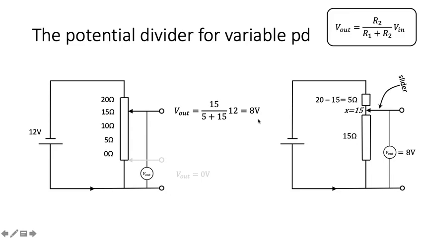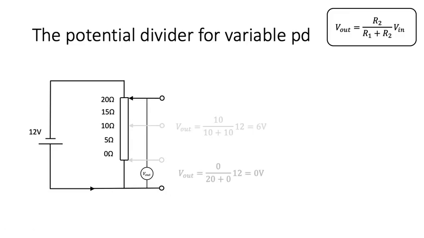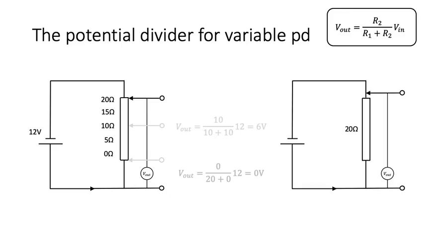And if we put it all the way to the top, then our Vout is completely in parallel to the 20 ohm resistor, and therefore the total output will be 12 volts.